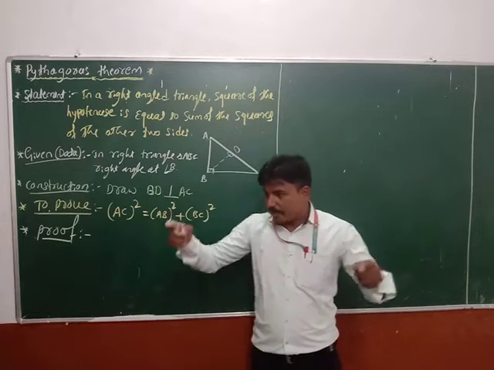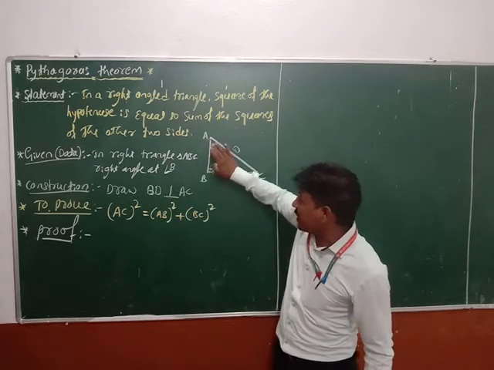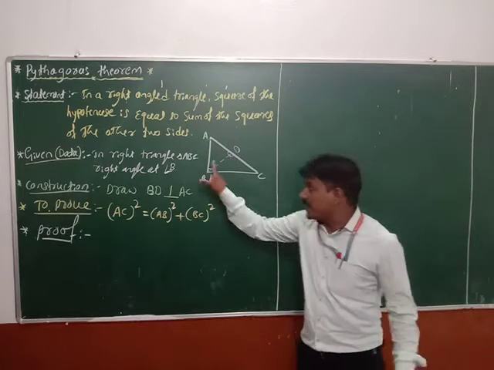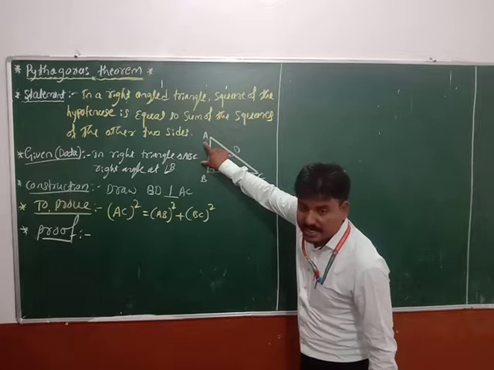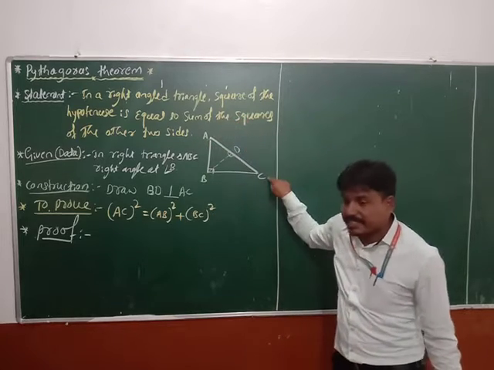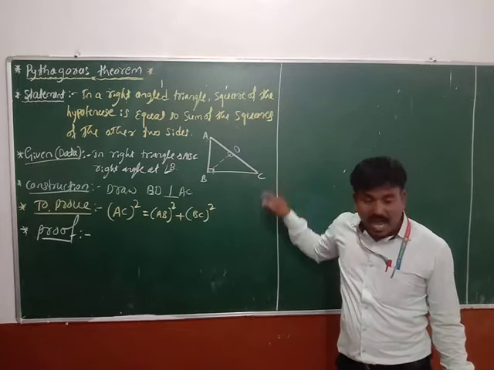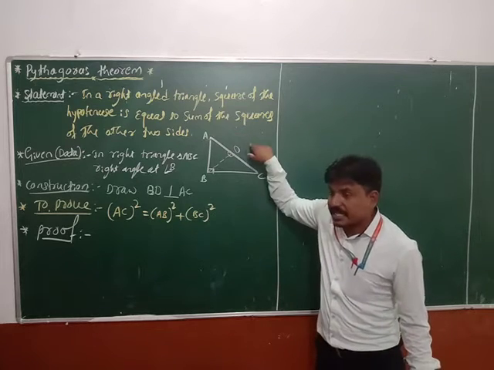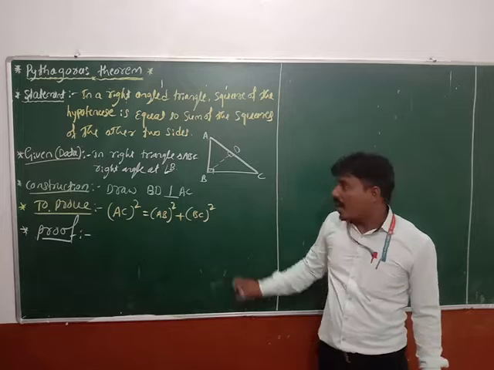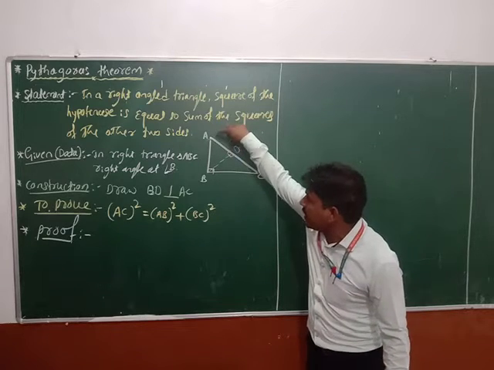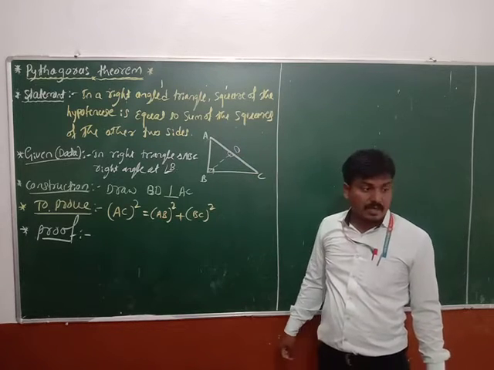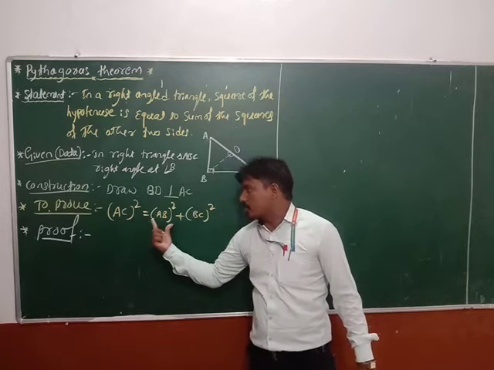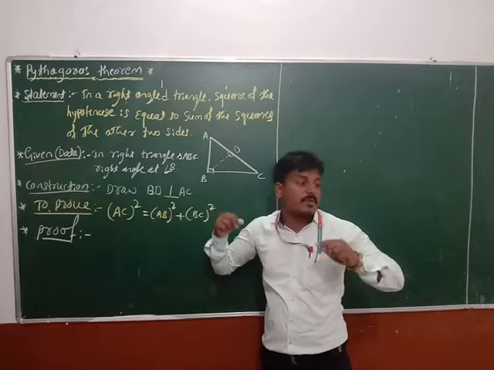Students, maybe in your previous class you studied this figure. In your figure, some three proofs are already complete. For example, in your previous class: AB square is equal to AD into AC. Again, BC square is equal to DC into AC. Again, BD square is equal to AD into DC. But we want our theorem statement, AC square is equal to AB square plus BC square. How to prove this one?